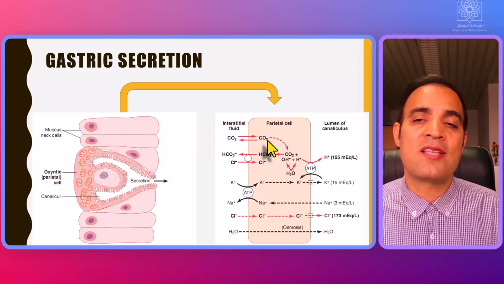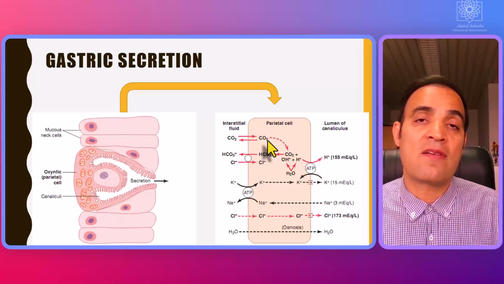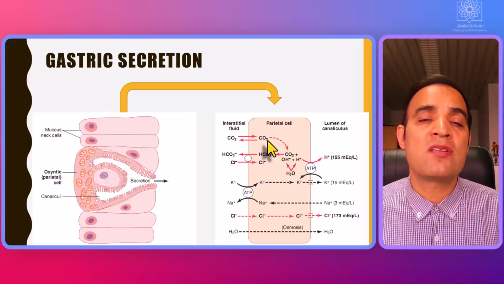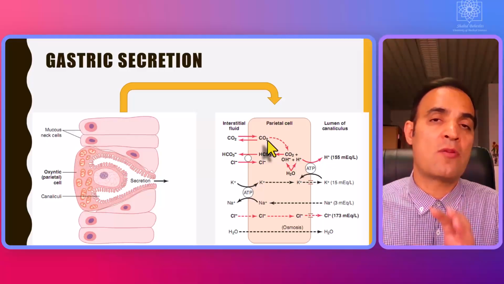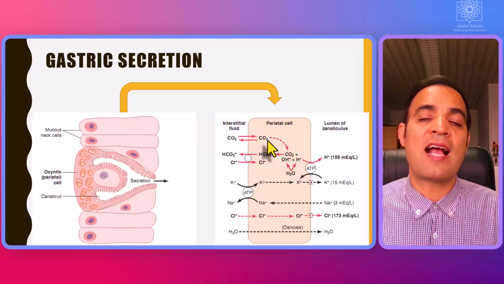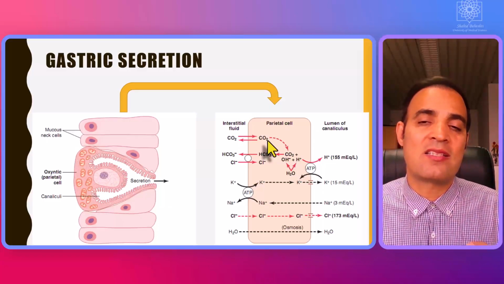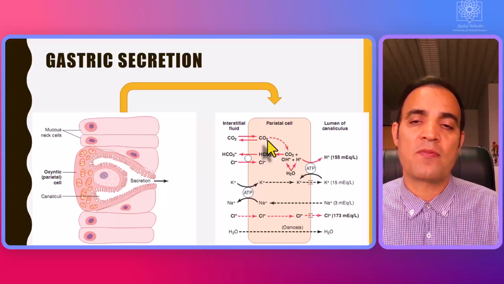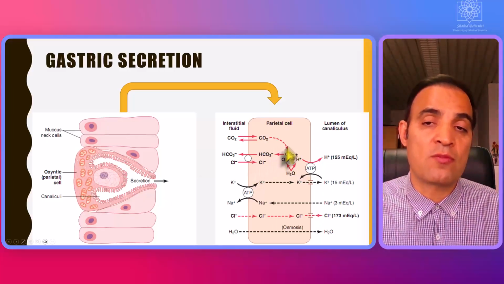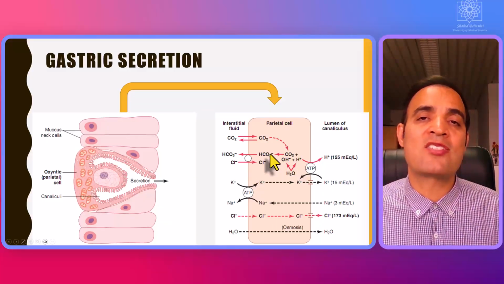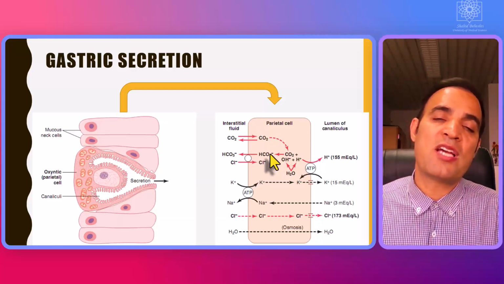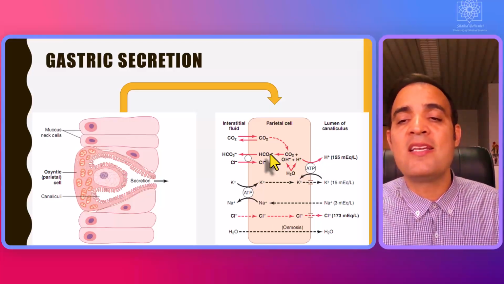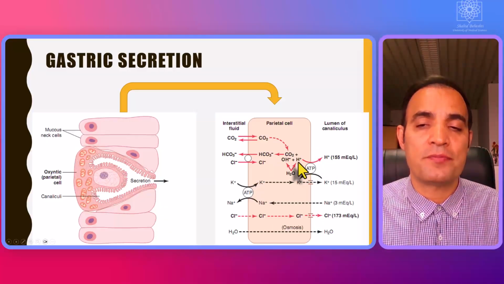This carbon dioxide then, under the function of one enzyme named carbonic anhydrase, will be mixed with water, and therefore carbon dioxide and water will generate carbonic acid. This acid then will be dissociated into hydrogen ion and bicarbonate. Bicarbonate that is formed here will be exchanged with chloride, and bicarbonate will be sent into the interstitial space and into the blood. On the other hand, hydrogen ion remains free here.